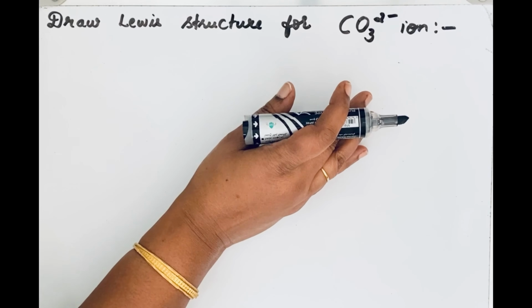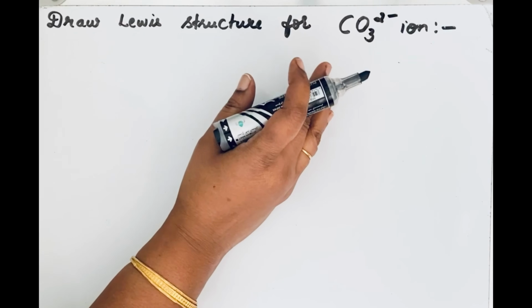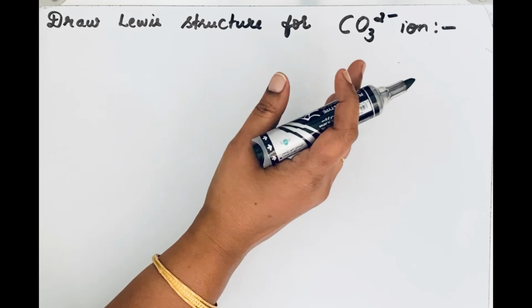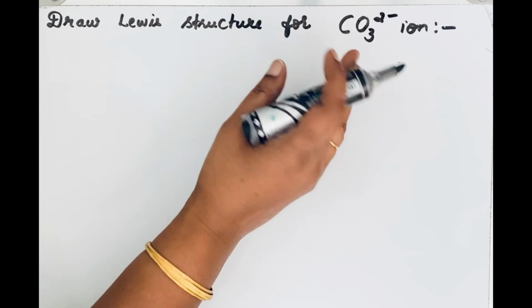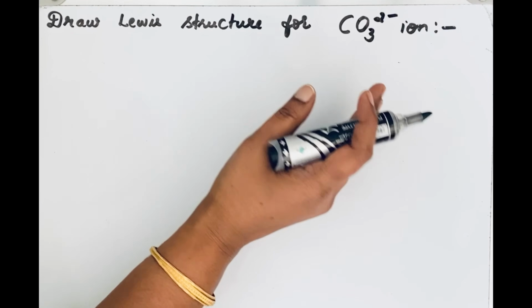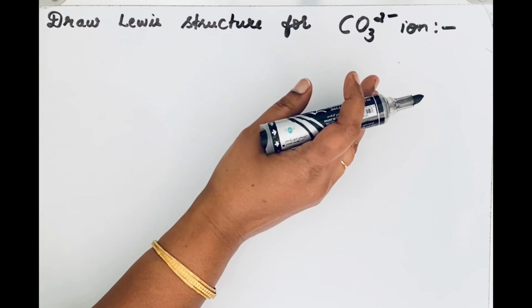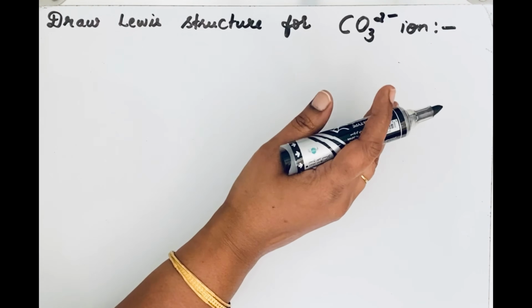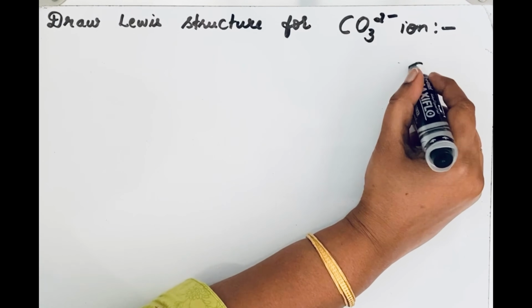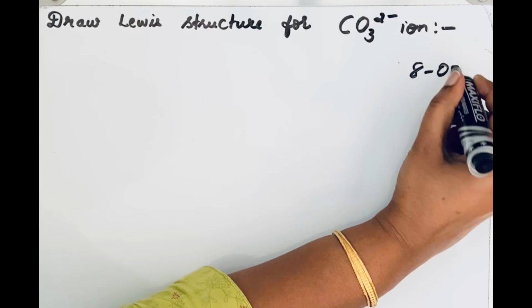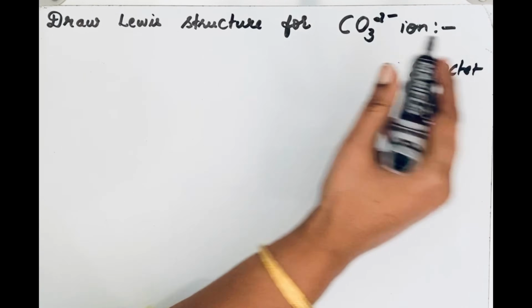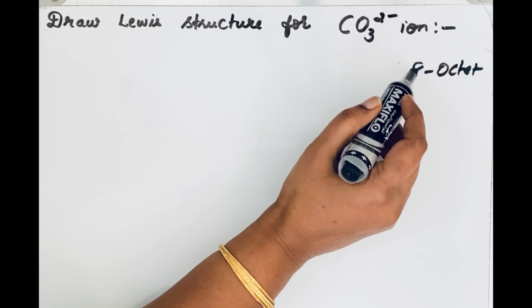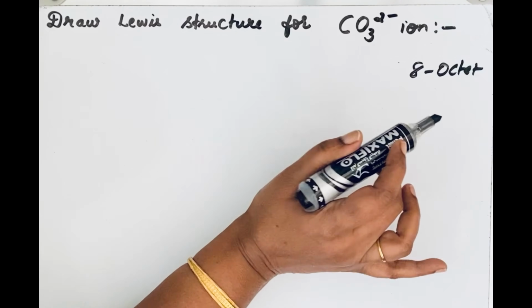Octet rule means atoms combine with other atoms by gaining, losing, or sharing electrons, isn't it? They all do this by keeping 8 valence electrons in their valence shell. That means 8 valence electrons. So that is called the octet rule. So these two things you should remember while drawing a Lewis structure.